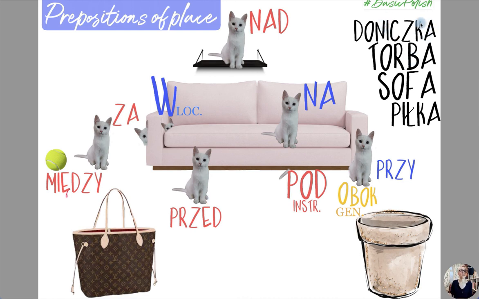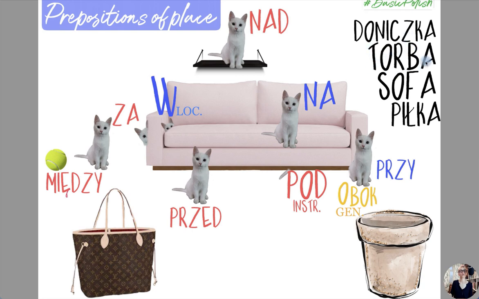So you may remember what is the ending of those feminine nouns that end in ka. Do you remember what ka became in the locative? We have an alternation to ce. So ka will be replaced by ce. So if the cat was in the plant pot, I would say kot jest w doniczce. That's the locative ending of that noun.